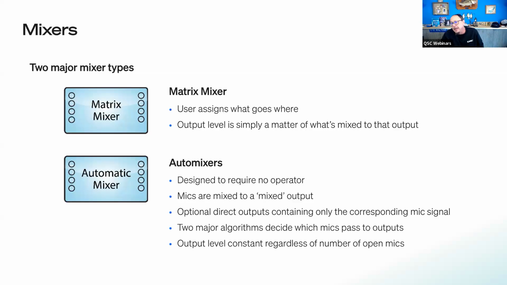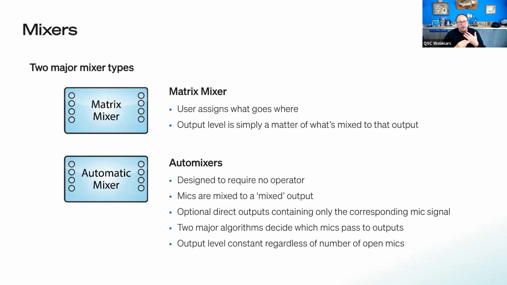So we have two different major types of mixers that we deal with. The first one would be a matrix mixer. We don't have a standard mixer, but essentially the user assigns what goes where. You can take inputs, route them to all the different outputs in any way, shape, or form you'd like to.